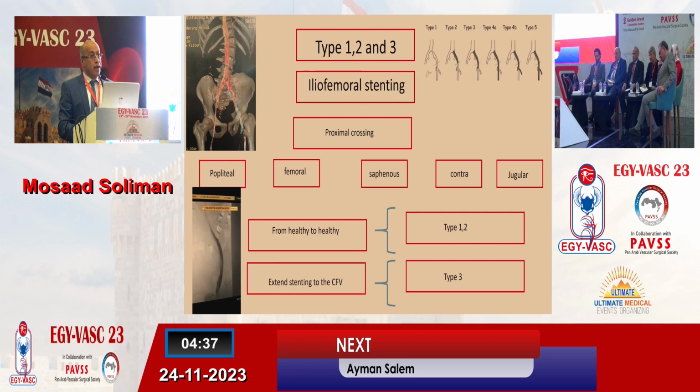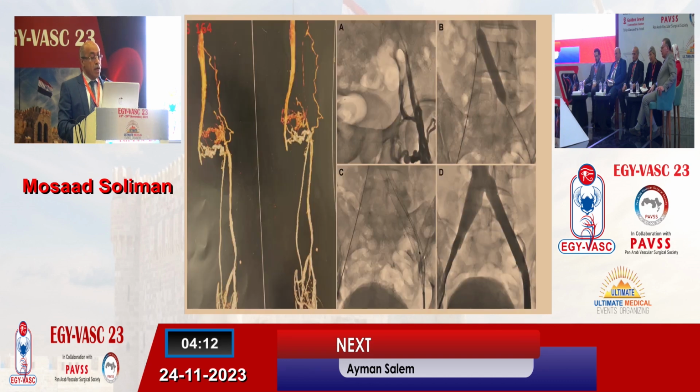On the other hand, from type 1 to type 3, we can go through iliofemoral stenting by proximal crossing, either through the popliteal, the femoral, saphenous, contralateral, or jugular approach. And in type 1 and type 2, we have to stent from healthy to healthy, while in type 3, we have to extend our stenting to the common femoral vein.